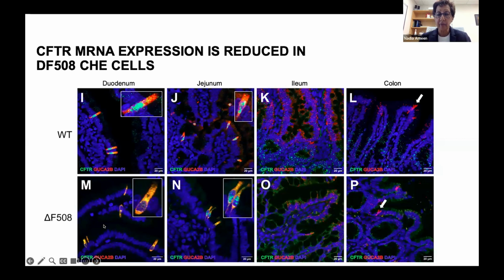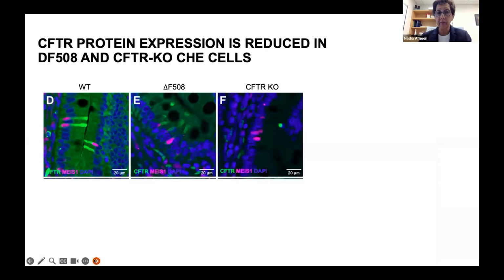In the delta F508, you can see CFTR and GUCA2B. There's a lot less CFTR, but the GUCA2B is preserved. In the jejunum, same thing, less CFTR, and in the merged image in the ileum and the colon, GUCA2B is preserved in the BEST4-positive cells in the colon. You could see these cells here, but the Chi cells are absent in the ileum and in the colon. And what about CFTR?